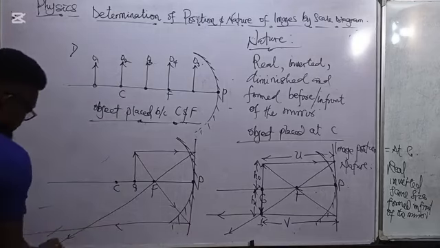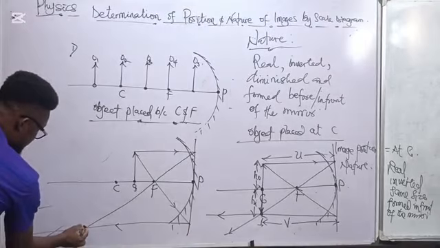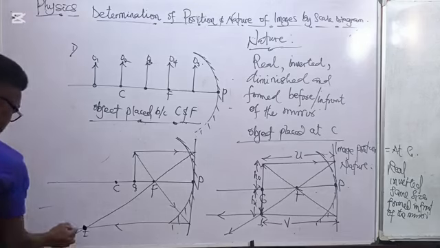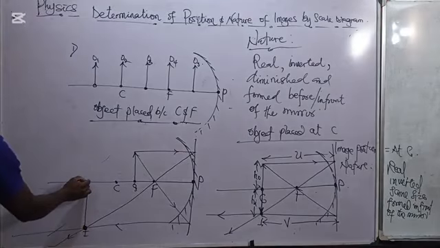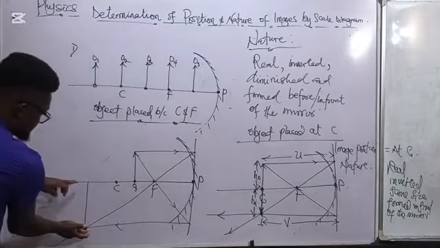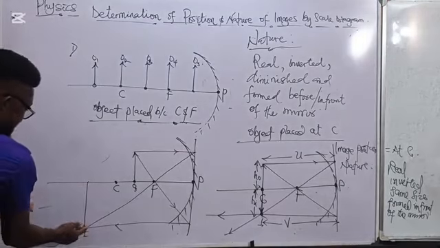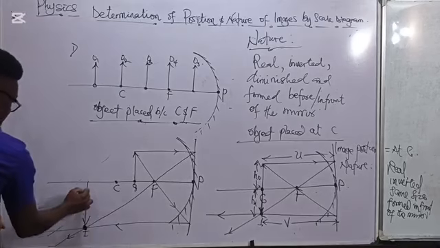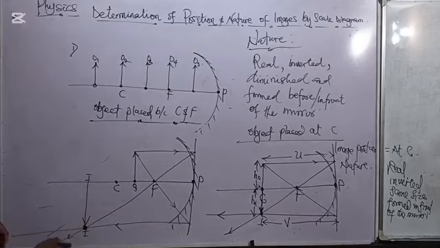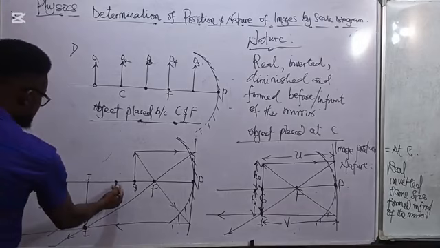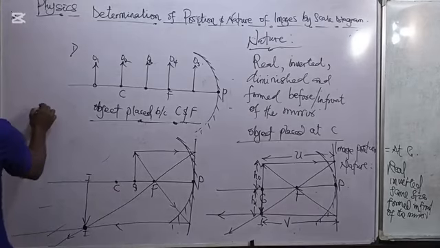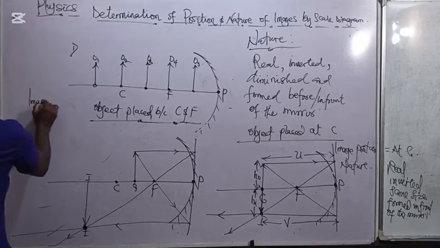We have a reflected ray. Now look at the point of intersection here. Here is where the image will form. So we now have the image. Now because it formed before the mirror, it is real. And any real image must be inverted. So this is the image. Now, what is the position of the image?